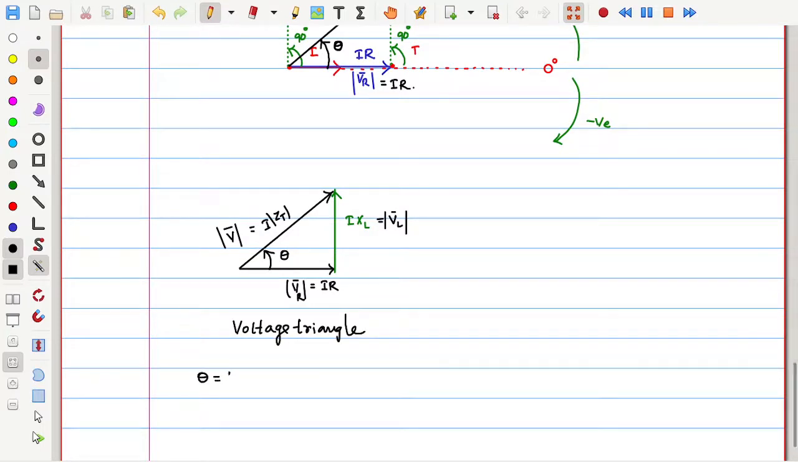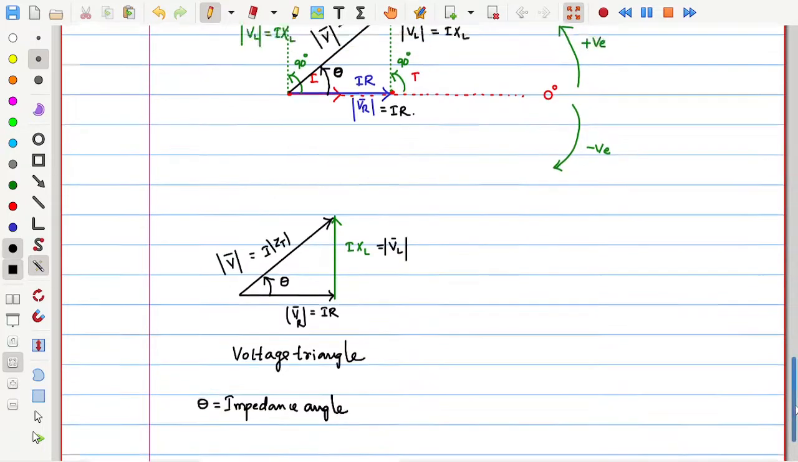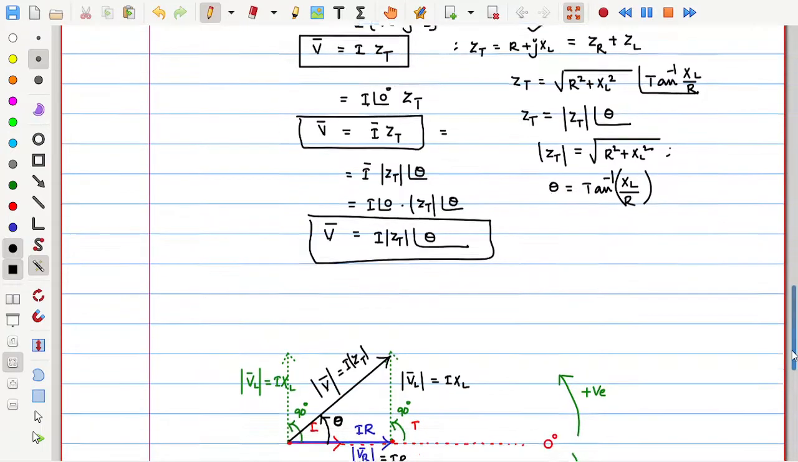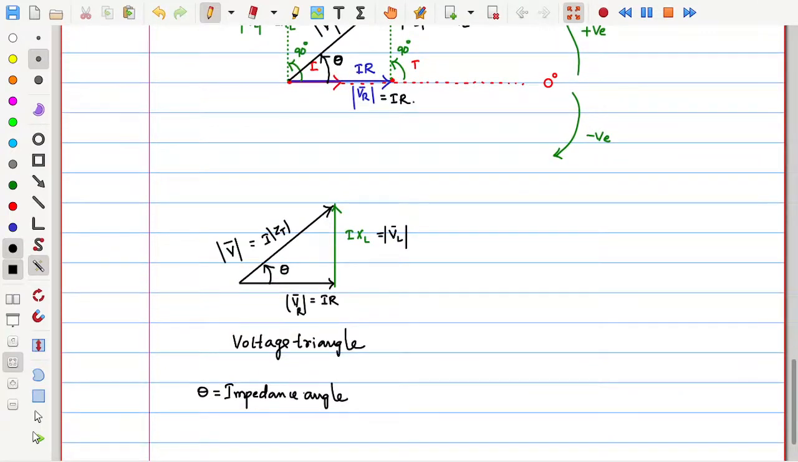Theta can be called the impedance angle. Why? Because while transforming this total impedance into polar form, we got this theta. Theta is the inverse tangent of the imaginary part of the impedance divided by the real part of the impedance. That's why this can be called the impedance angle. This can also be called the power factor angle.